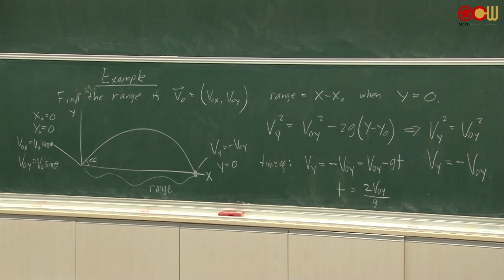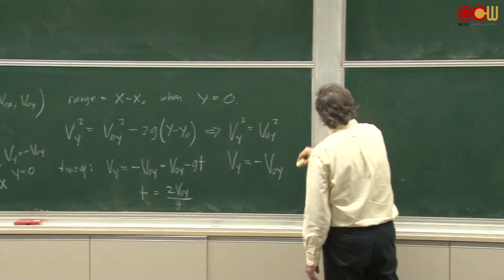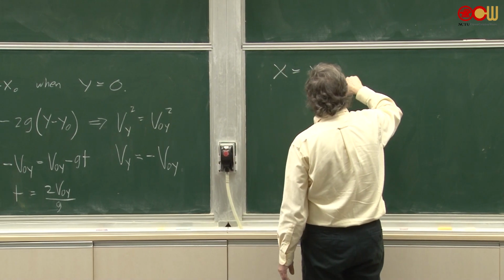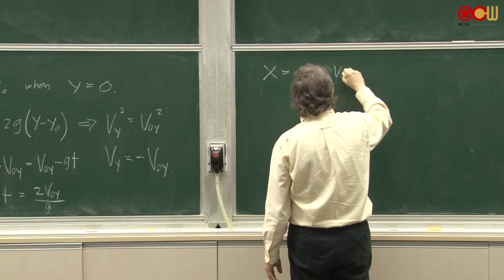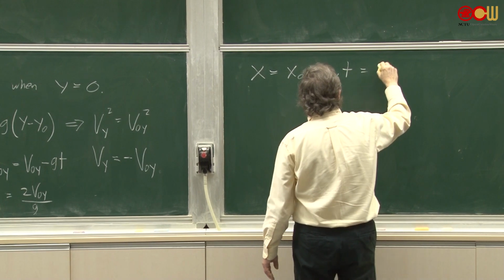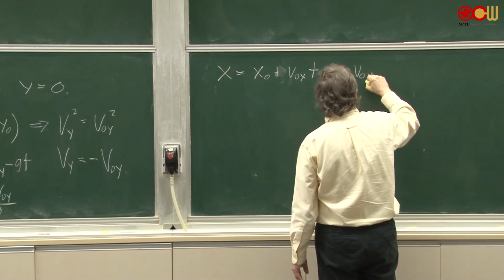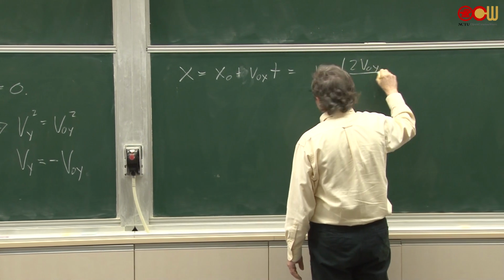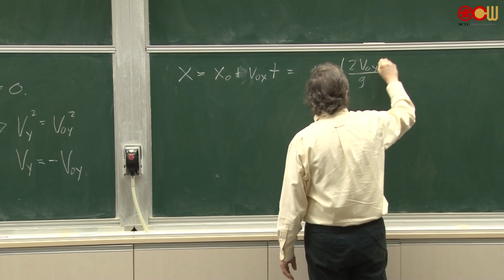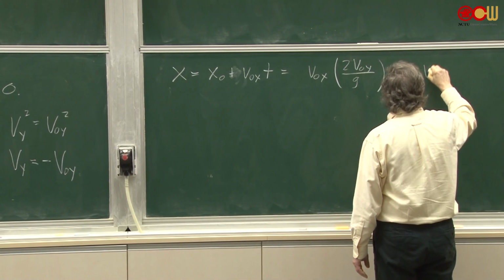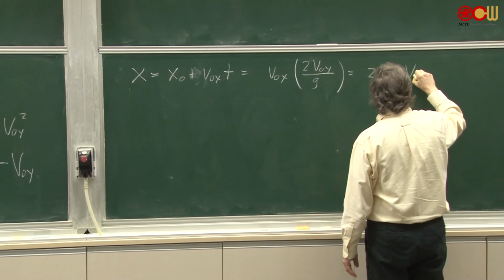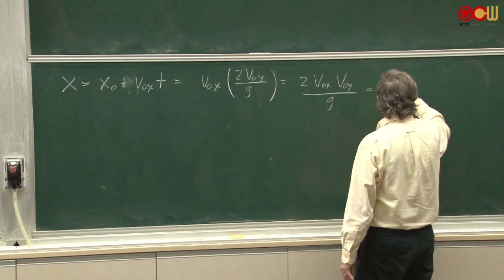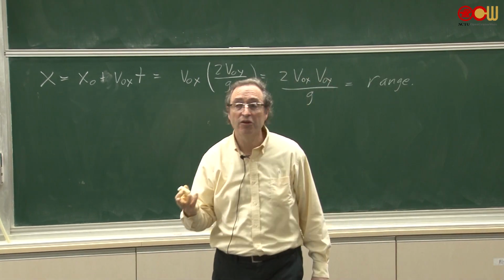We can go back and plug that into x. X equals x0 plus v0x times t, which equals v0x, and t is 2 v0y divided by g. So we get this nice result: 2 v0x v0y divided by g. And this is equal to the range. Very good. So we computed the range.